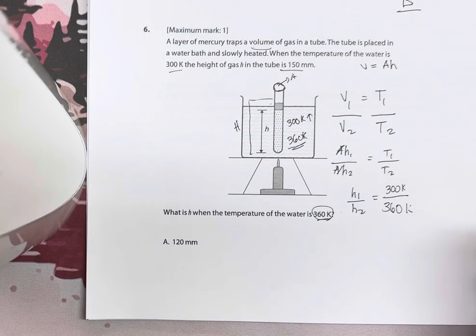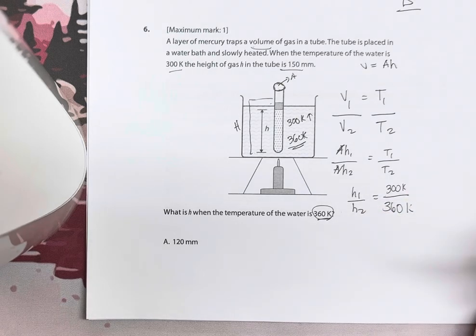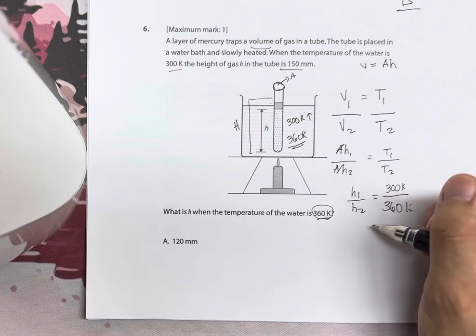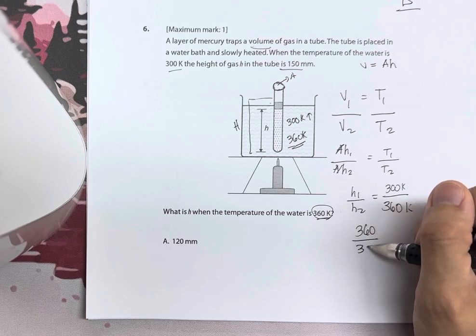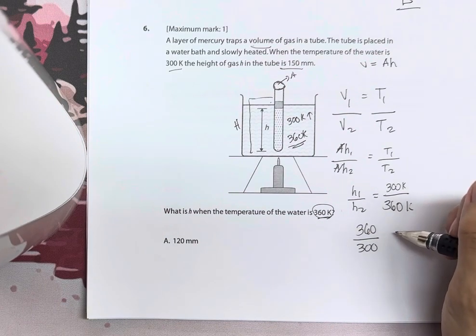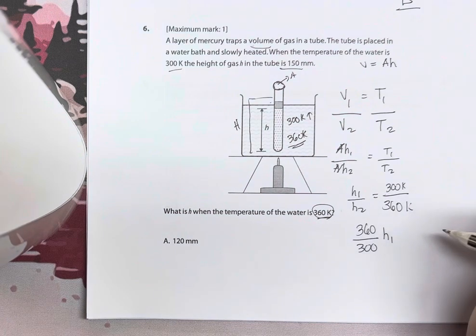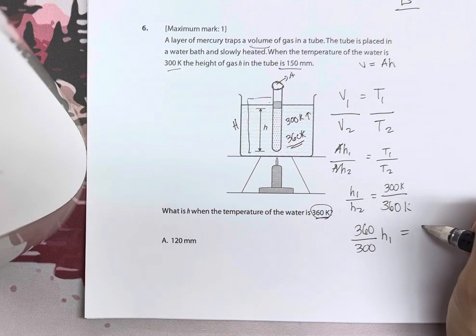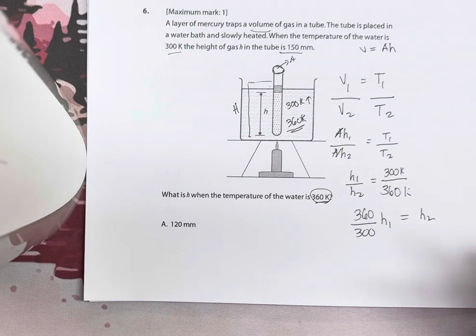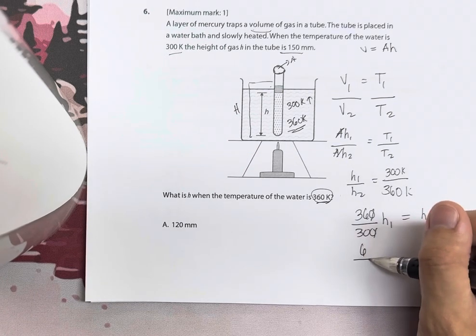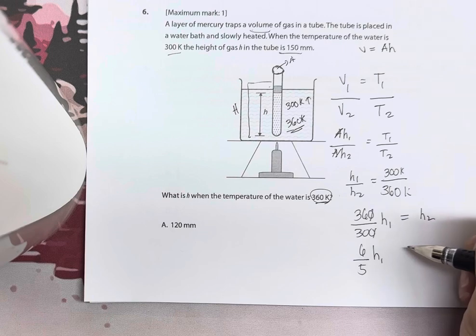Because I am interested in height 2, the one at the bottom, I would flip things around. So this should give me 360 over 300 times H1 equals H2. And I can simplify this. 360 over 300, 36 over 30, that should give me 6 over 5 times that first H equals my H2.